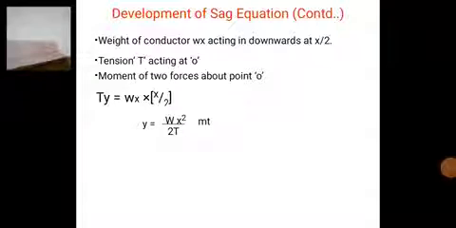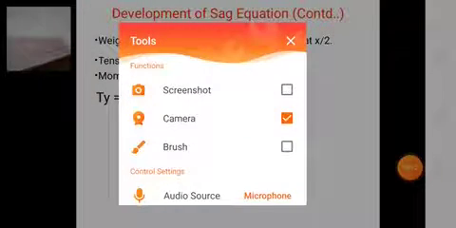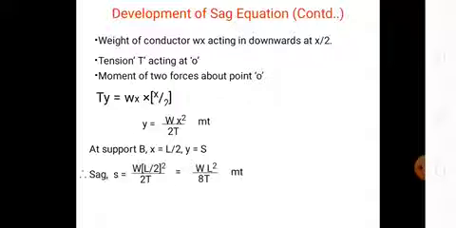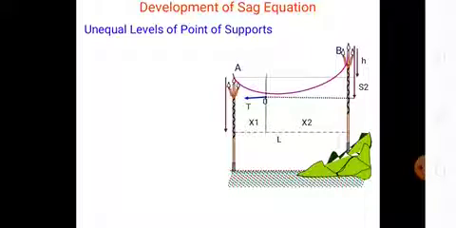Here Y is equal to WX square by 2T meters. At support B, x is equal to L by 2, and y is the sag S, which is equal to W into (L by 2) whole square by 2T, that is equal to WL square by 8T. Now the supports are unequal, at different levels.